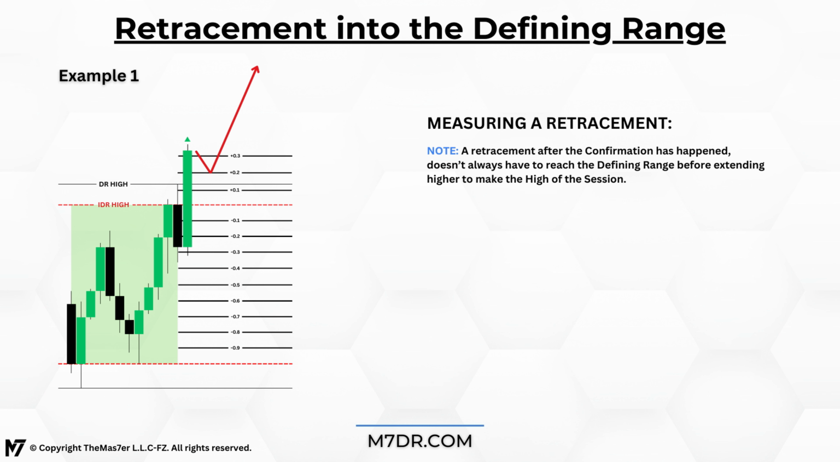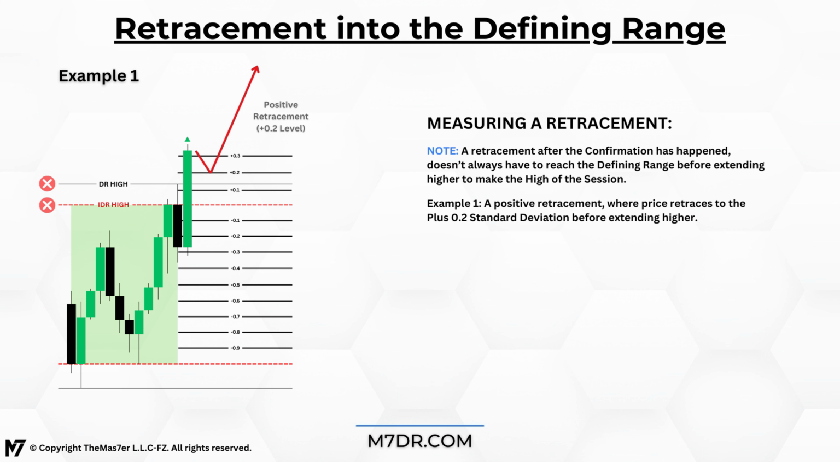A retracement after confirmation doesn't always have to reach the defining range before extending higher to make the session high. This example would be classified as a positive retracement, where price retraces back to the plus 0.2 standard deviation before extending higher. This one would be classified as a retracement that didn't reach into the defining range.